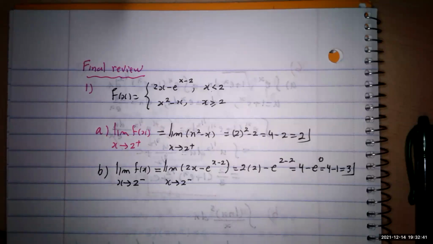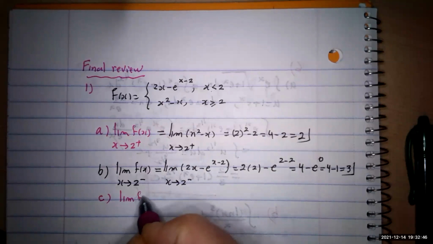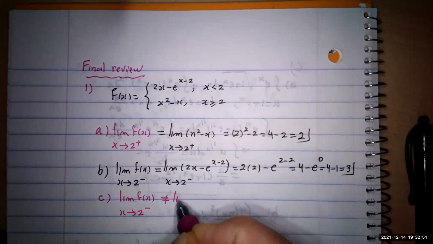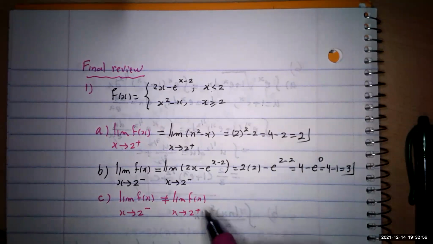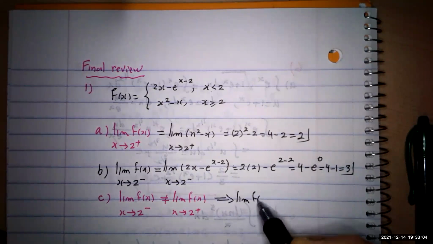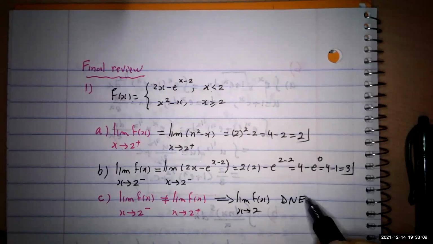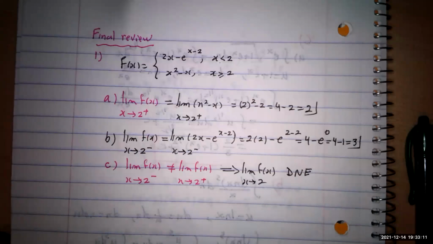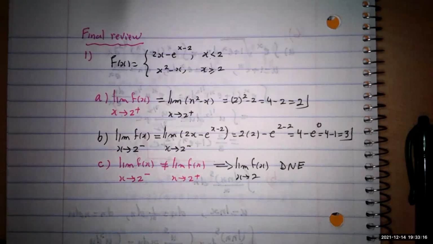That would be the part 3 they usually ask. You explain that the limit of f of x when x goes to 2 negative is not equal to the limit of f of x when x goes to 2 positive. That implies that the limit of the function when x goes to 2 does not exist. If they are the same, you say the limit of f of x as x goes to 2 is equal to that same number.